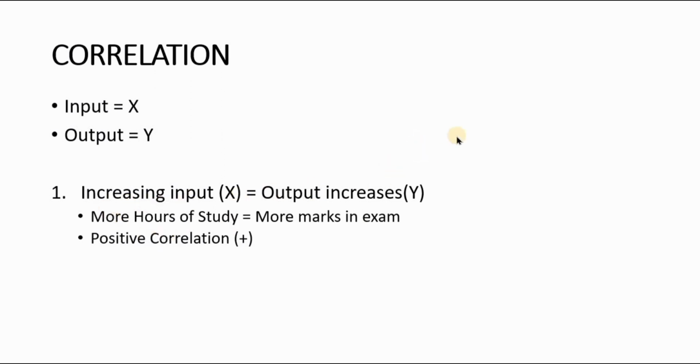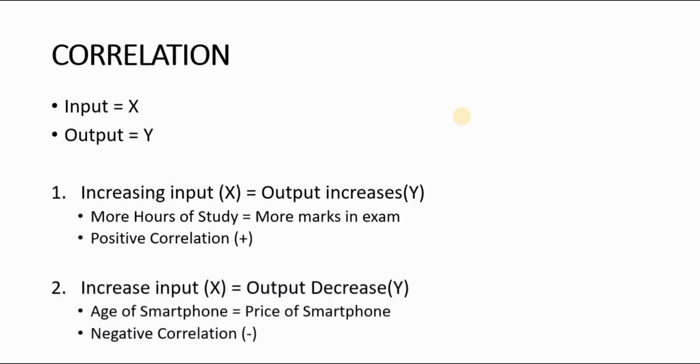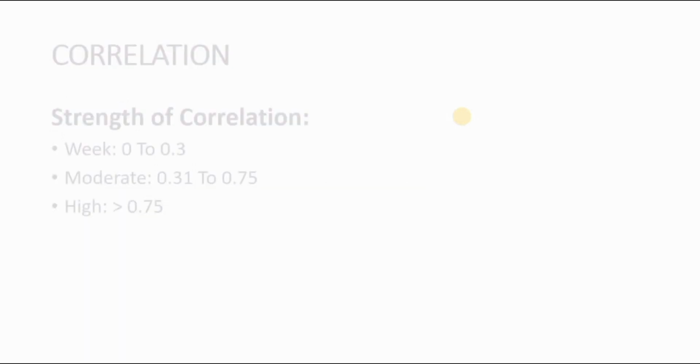If we increase the input and the output also increases, this is called positive correlation. An example is more hours of study gives us more marks in the exam. The second type is negative correlation. When we increase the input factor and the output decreases, it is called negative correlation. An example is the price of a smartphone decreases when the age of the smartphone increases.